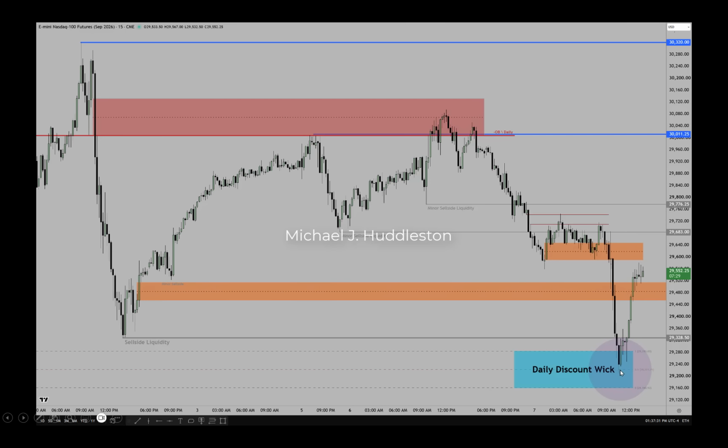And then once it got down to our daily discount wick on the daily chart and swept that sell side liquidity, look how fast and sharply we returned back inside that range. What range? This one. So you have to know what you're looking for. You have to blend some time frames.